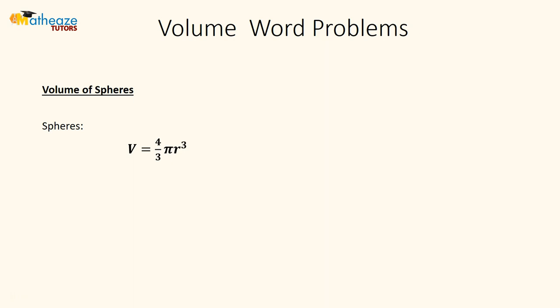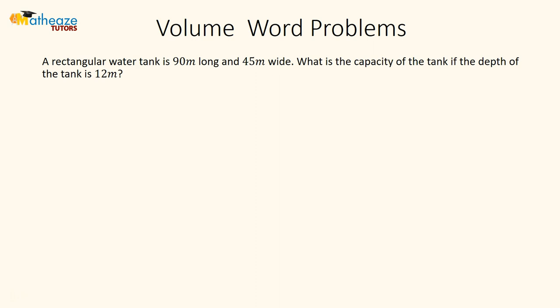And for a sphere, the volume is 4/3 pi r cubed, where r is the radius of the sphere. So let's take a look at some of these volume problems. It says a rectangular tank is 90 meters long and 45 meters wide. What is the capacity of the tank if the depth of the tank is 12 meters?